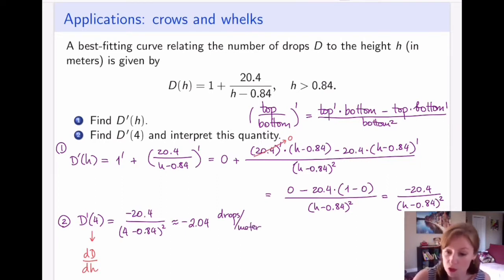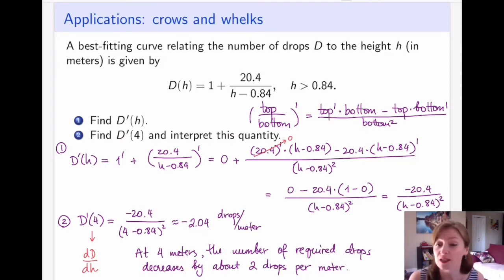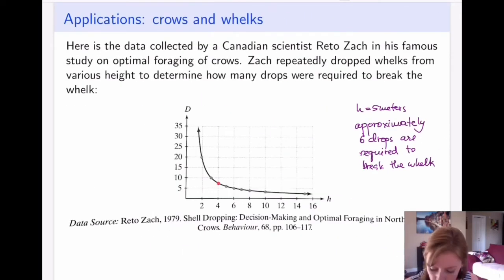Okay? So interpreting this means that at 4 meters, the number of required drops decreases, because this is negative, by approximately 2 drops a meter. And now let's take a look at what that really means on the graph. Well, so if I go from 4 to 5 meters, is that true that the number of required drops decreased by approximately 2? Well, yeah, sure.